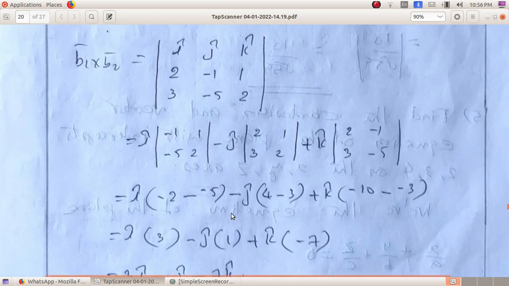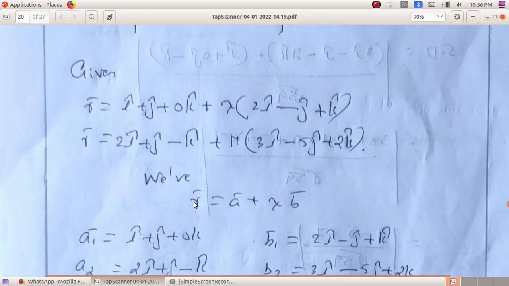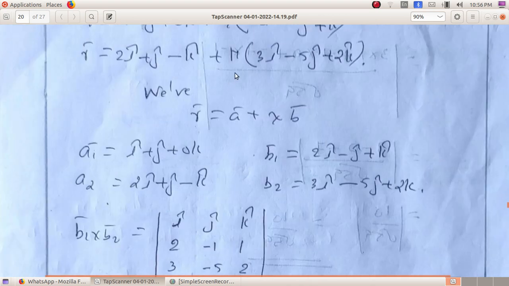What is its modulus? Root of 3 square plus minus 1 square plus minus 7 square. So root of 59. Then a2 minus a1 is needed. What is a2?